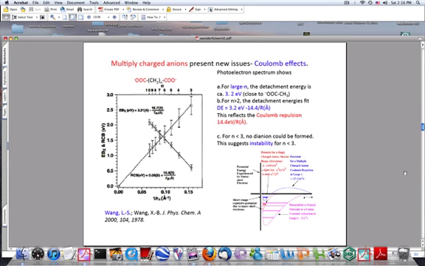Okay, now I'm going to close this session here, and we'll move on to the third section of the wonderful world of molecular anions in a minute.